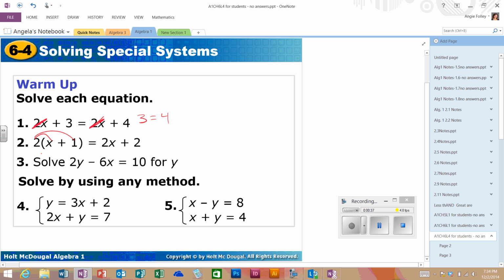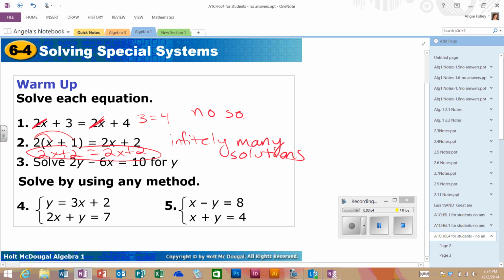For this next one, I have to distribute first. So I get 2x plus 2 equals 2. So when I have the same thing, that's infinitely many solutions. So this was no solution. So these are for normal equations, what they would be.